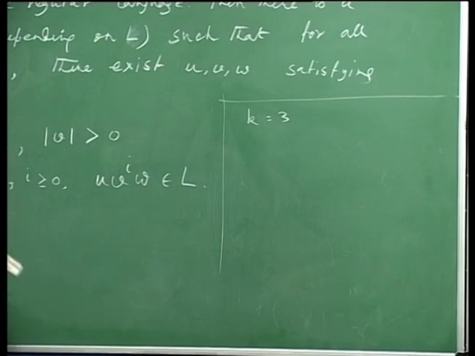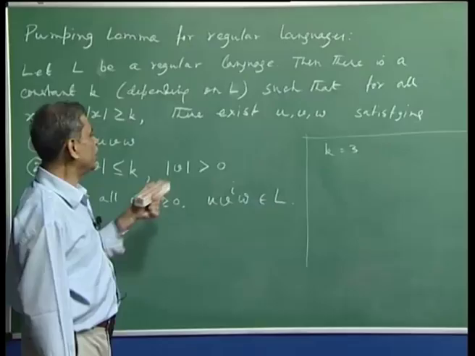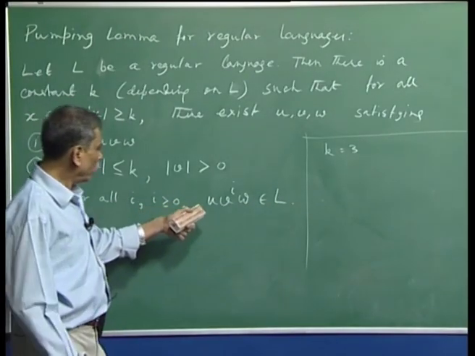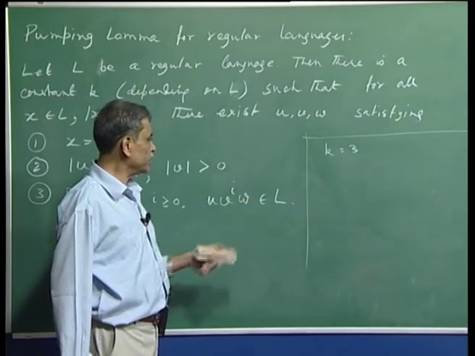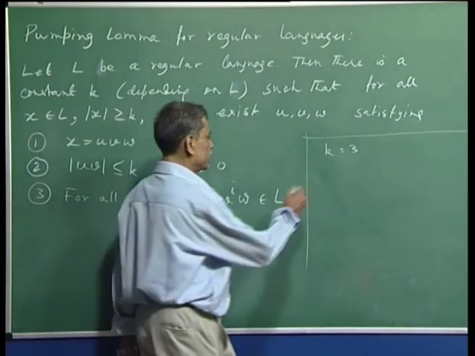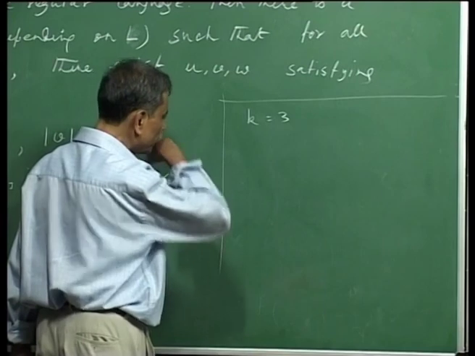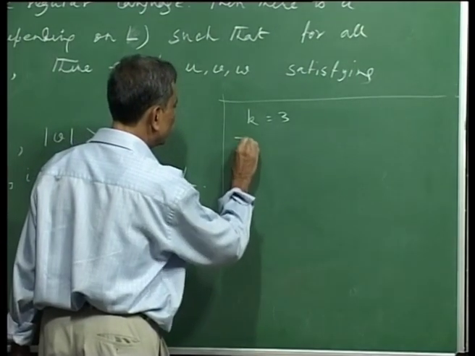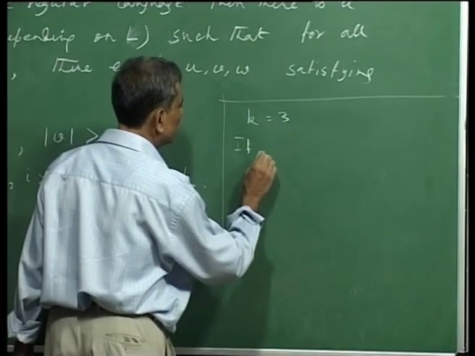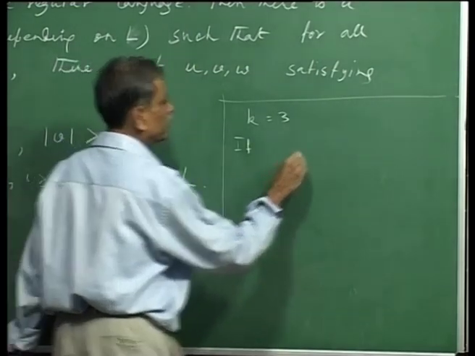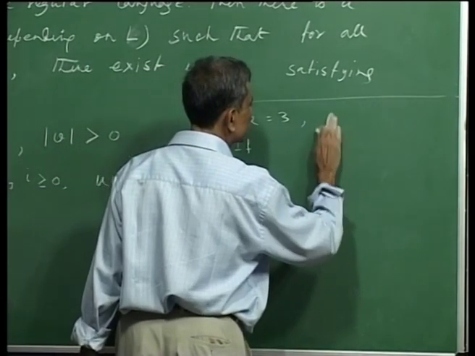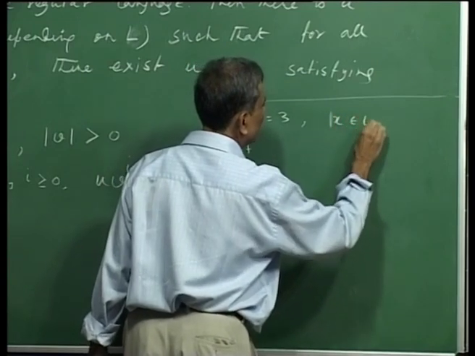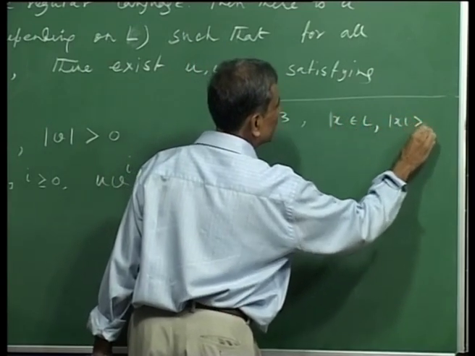And you take any string which is in the language whose length is 3 or more, then what should be the u, v, w if I assert such that for all i, u v^i w is in the language? And that rule is kind of simple also. So, basically consider an x in the language and the length of x is greater than or equal to 3.